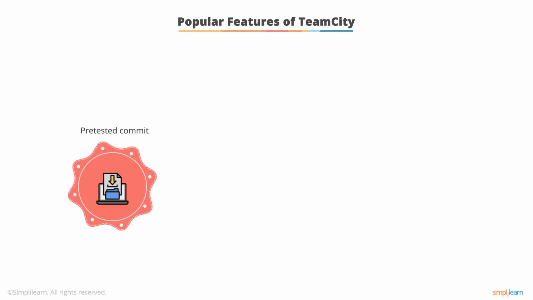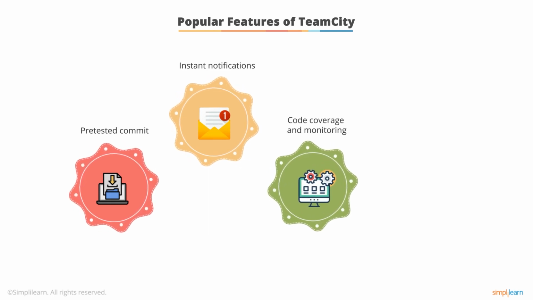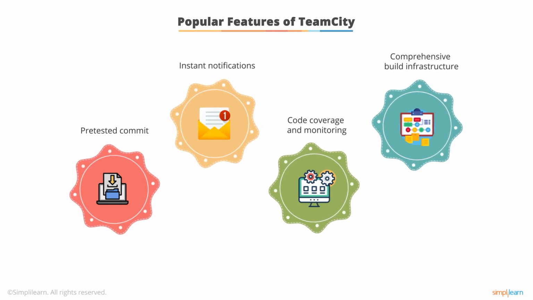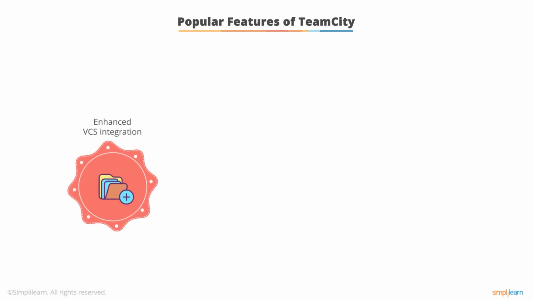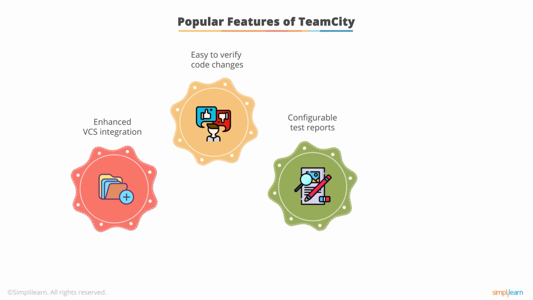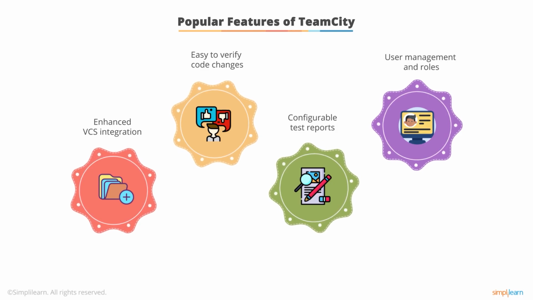Popular features of TeamCity. TeamCity has many features that make the CI/CD process more efficient. Let's take a look at the features. TeamCity has pre-tested commit, instant notifications, it has code coverage and monitoring capabilities, it provides a comprehensive build infrastructure, and it has enhanced version control system integration. TeamCity makes it easy to verify code, and it offers configurable test reports. And finally, TeamCity supports managing users and roles.